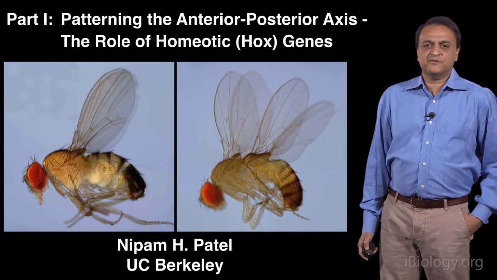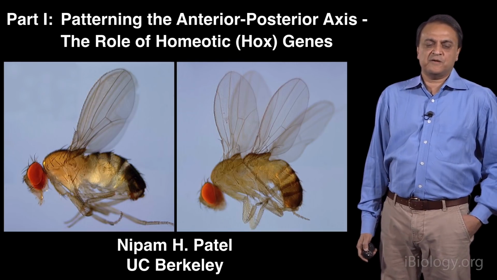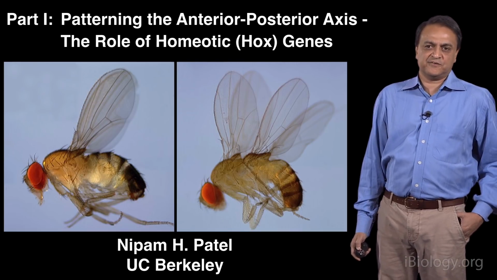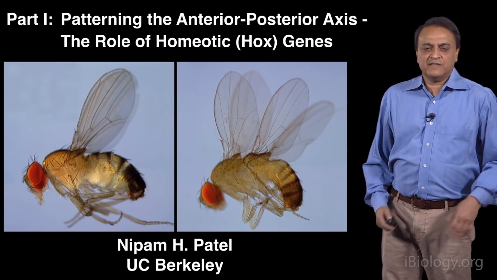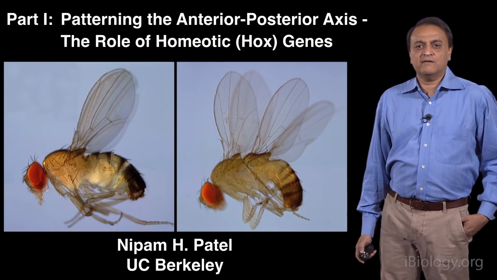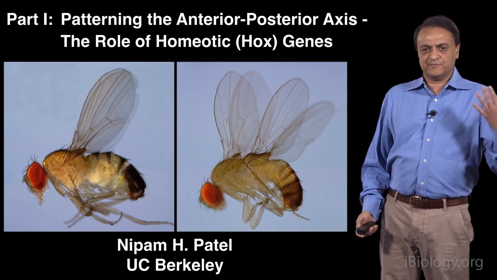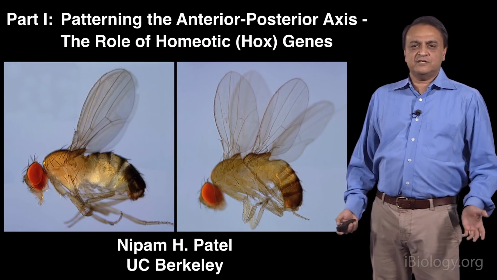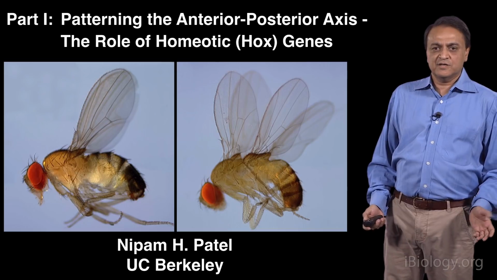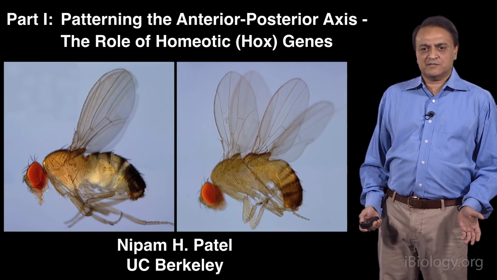I'm a faculty member at the University of California at Berkeley in the departments of molecular cell biology and integrative biology. And in my lectures today, what I hope to tell you about is patterning of the animal along the anterior-posterior axis from the front to the back, and a set of genes called the homeotic or Hox genes, which are intimately involved in this process.